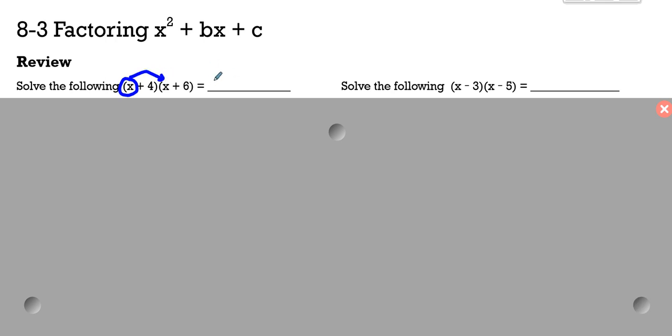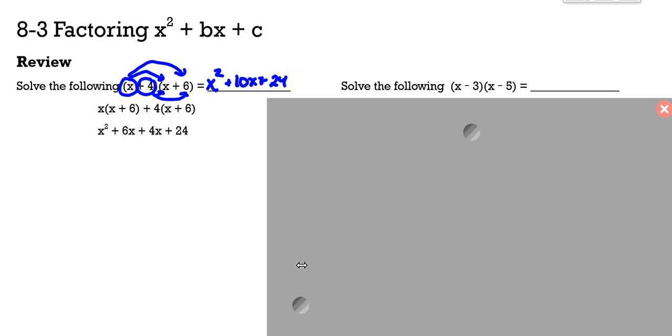That would have given us x squared. If we multiply x times 6 and x times 4, those are like terms, so we're going to add those together and get 10x. And then we're going to multiply 4 times 6 and get 24. Sorry, handwriting's a little sloppy. Right? And this is just a little cleaned up version of what I just did right there.